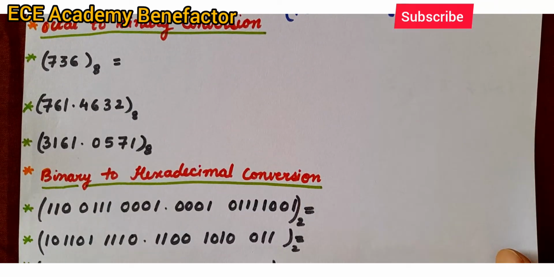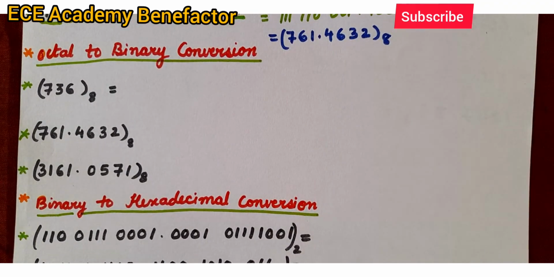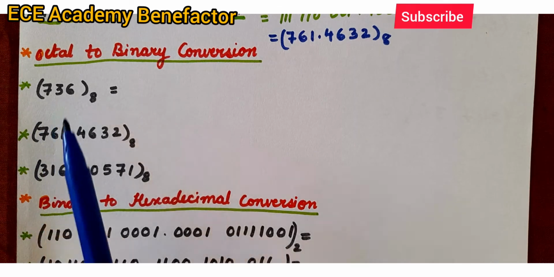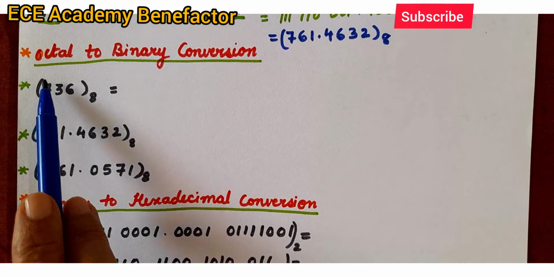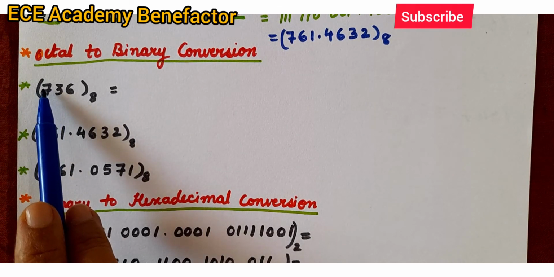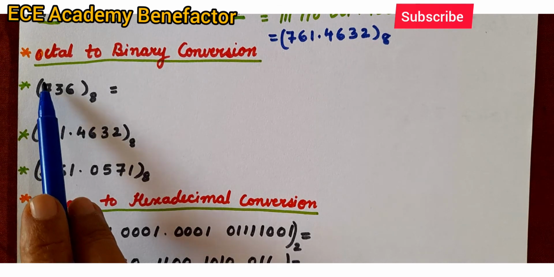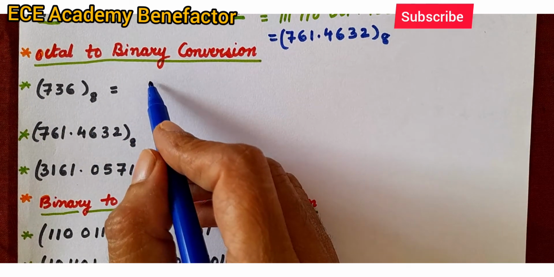Coming to the next topic, octal to binary conversion. So here octal numbers are given. You have to express each octal number as a group of 3 bits. So what is 7 in binary? 111.